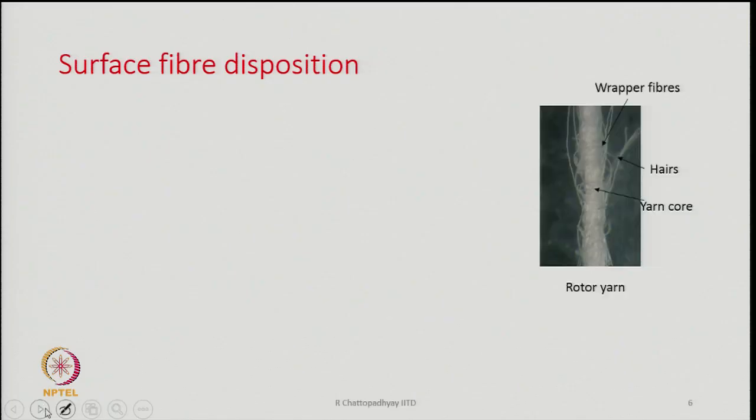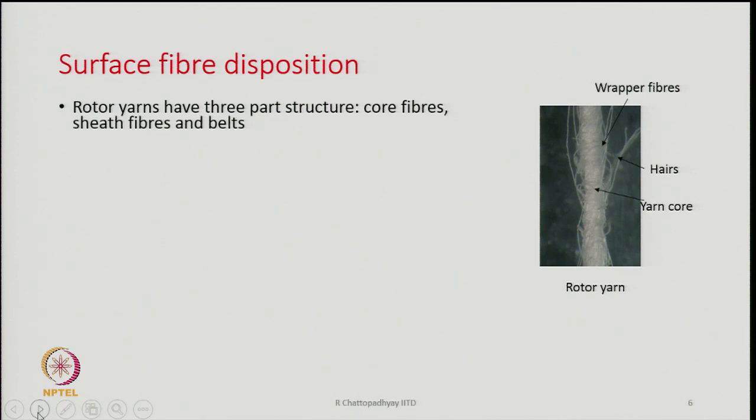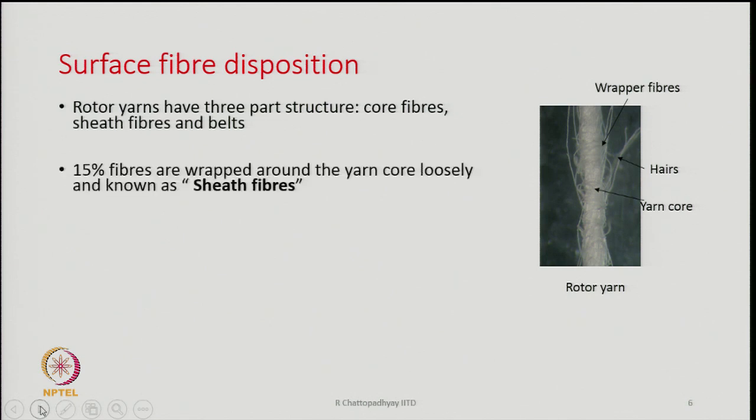Now, if we go to the surface fiber dispositions, rotor yarns generally have three part structures. That is, they have some fibers which are known as core fibers, some fibers which are known as sheath fibers, and some fibers which are known as belts. So, the fibers which exist in the yarn can be classified into three groups: core fibers, sheath fibers, and belts.